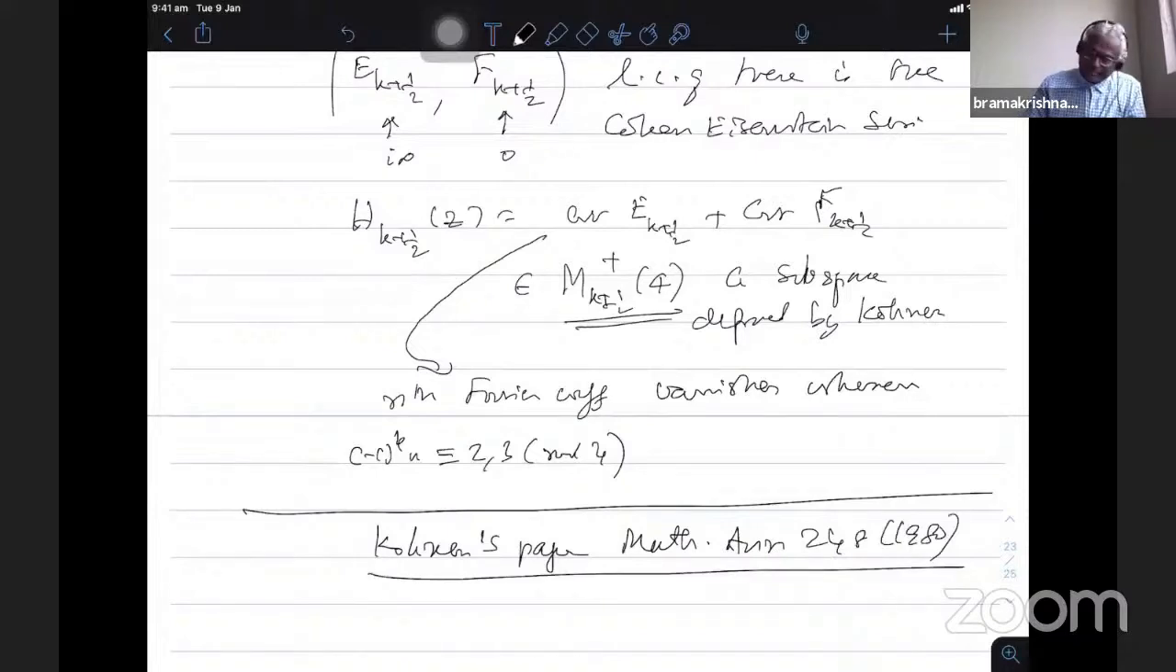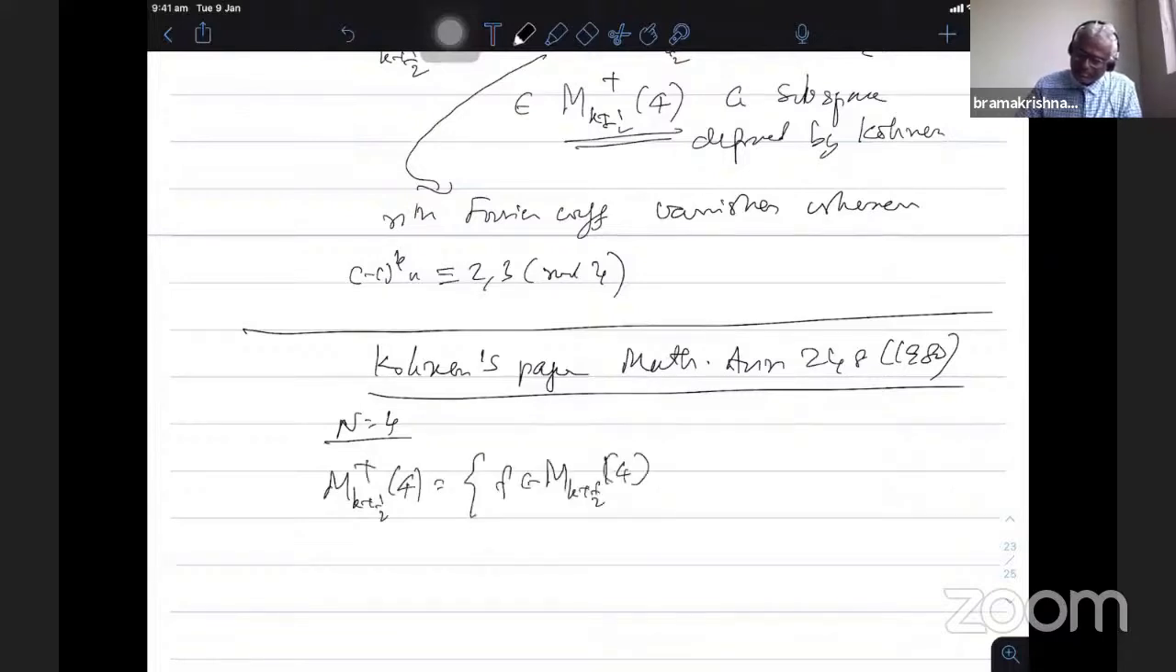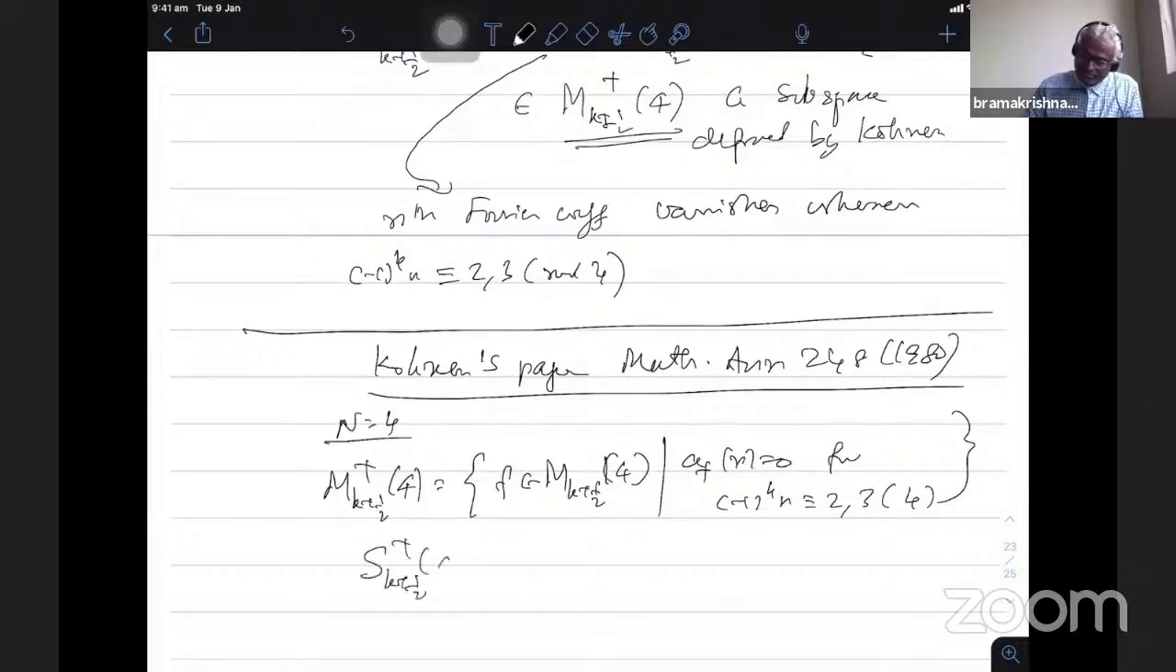Okay, so we take n equal to 4 in this case, and then define M_{k+1/2}^+(4) to be the set of all f in the space of modular forms of level 4, such that a_f(n) is 0 for (-1)^k n congruent to 2 or 3 modulo 4. Then you take the cusp form space to be the intersection of this with the cusp forms. So S_{k+1/2}^+(4) is nothing but you take this space M^+(4) intersect with the cusp forms.